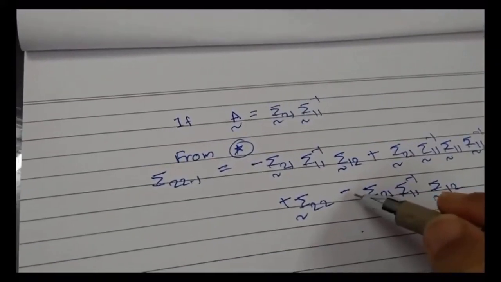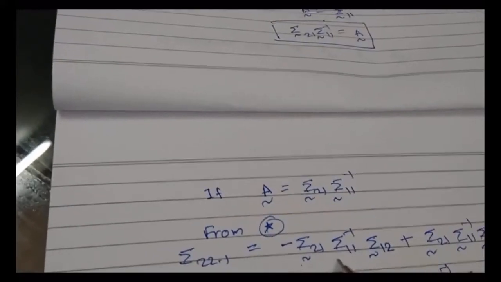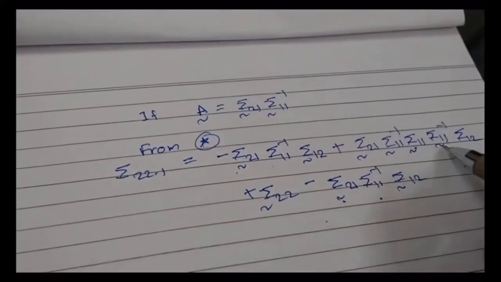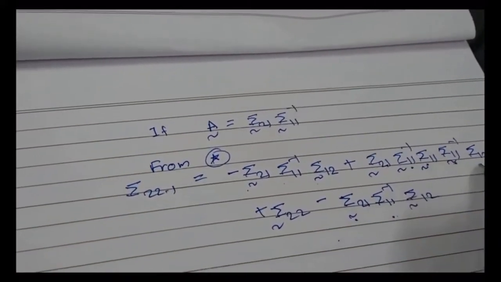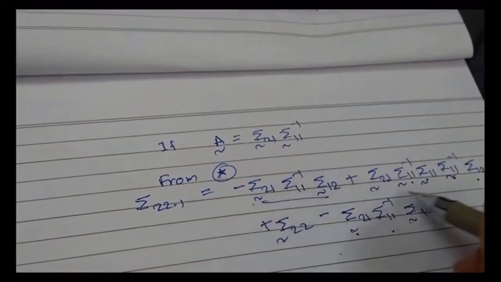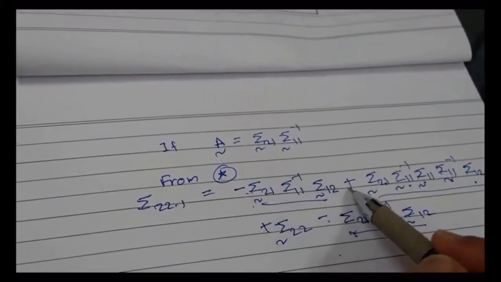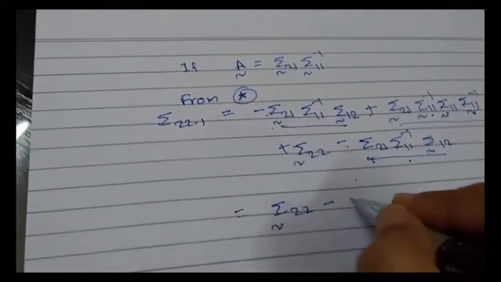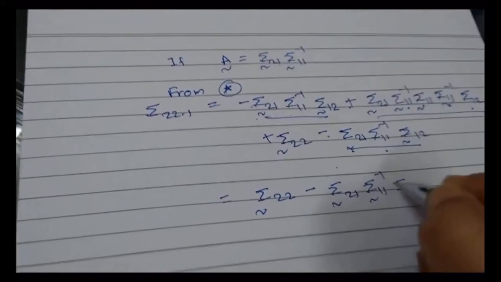Okay, this term was minus. Fine. So what do I have? Minus sigma 21 sigma 11 inverse sigma 12. This is also with a minus sign. This sigma 11 sigma 11 inverse will become I. So I have sigma 21 sigma 11 inverse sigma 12. So basically this and this, all three terms are actually the same. 2 minus signs, 1 plus sign. So I am left with sigma 22 minus sigma 21 sigma 11 inverse sigma 12.